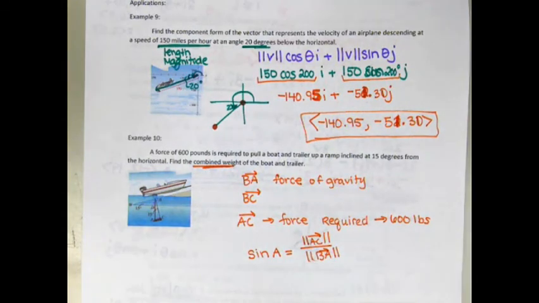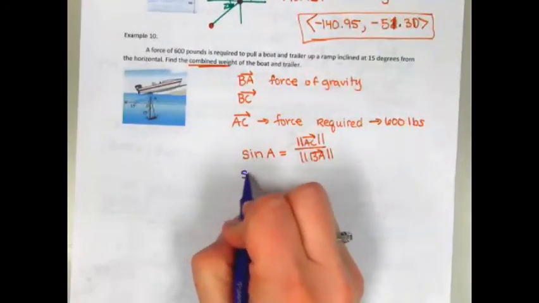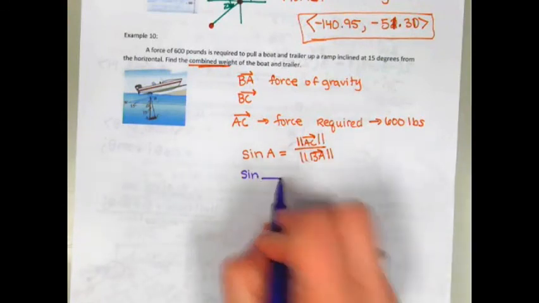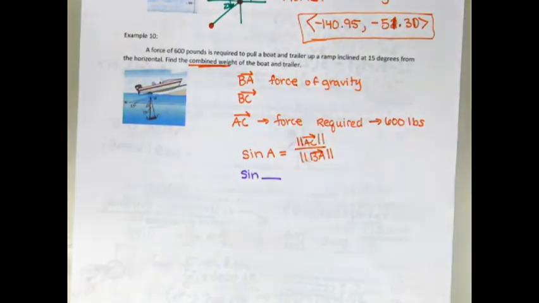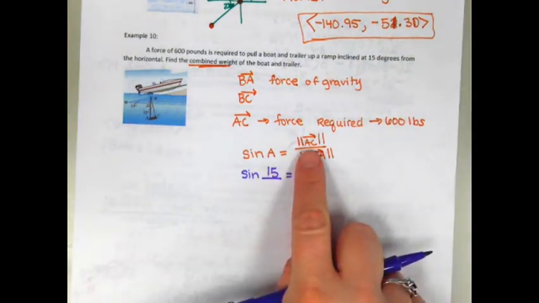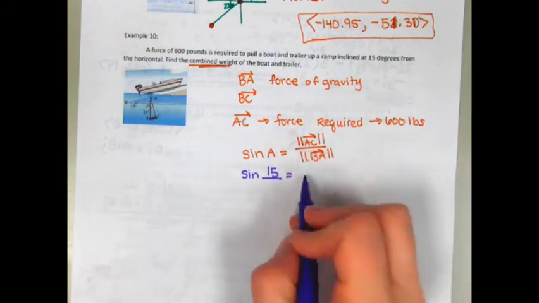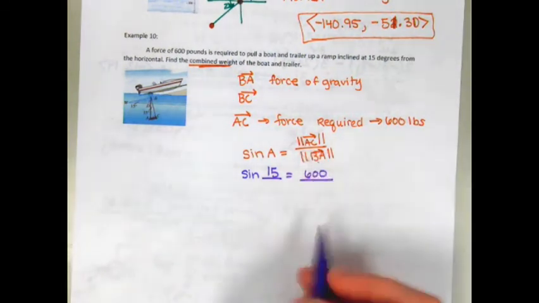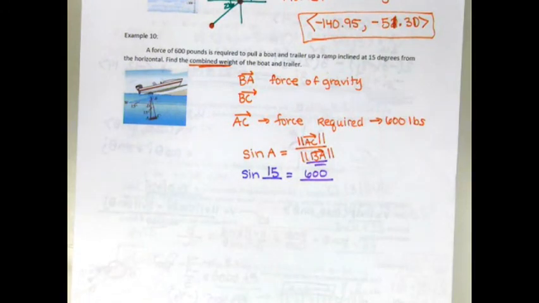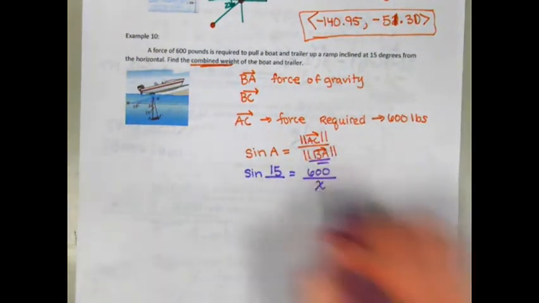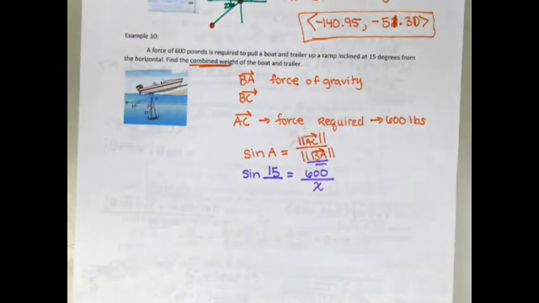So what is the angle between all of the forces that we're bringing up the boat? What is the angle I'm bringing the boat up? Isn't that just our 15 degrees? Yeah, okay. What is my magnitude of the force required? 600 pounds divided by, do we know our force of gravity, our combined weight? No. Okay, so that will be kind of our X. Now, can we go ahead and cross multiply?